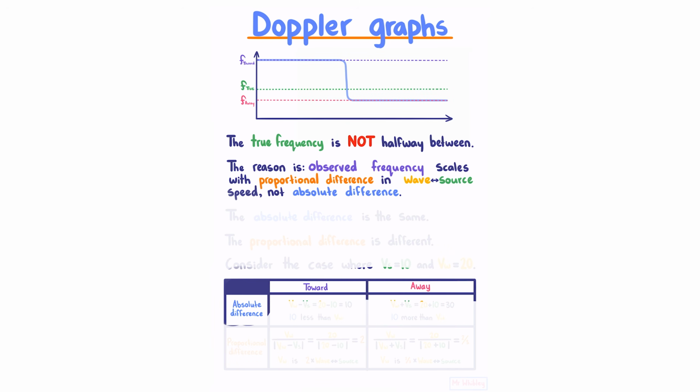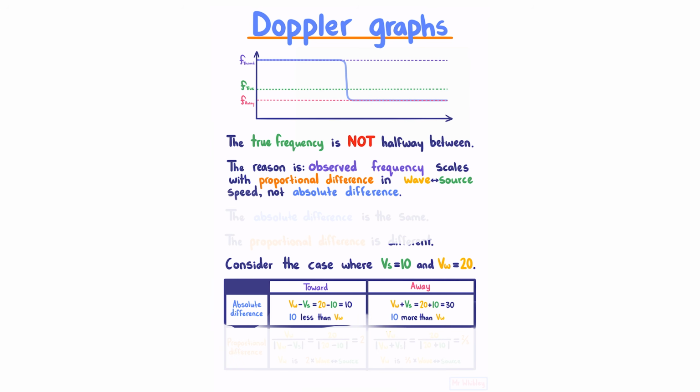at the absolute difference in speed. Consider the case where Vs is 10 and Vw is 20. When our source is moving towards, our relative wave source speed is Vw minus Vs. Recall that it's a minus because we're going towards. That gives us 20 minus 10, which is 10 less than our 20 Vw. For our source moving away, we instead add our Vs, which gives us 20 plus 10, giving us 30, which is 10 more than Vw.